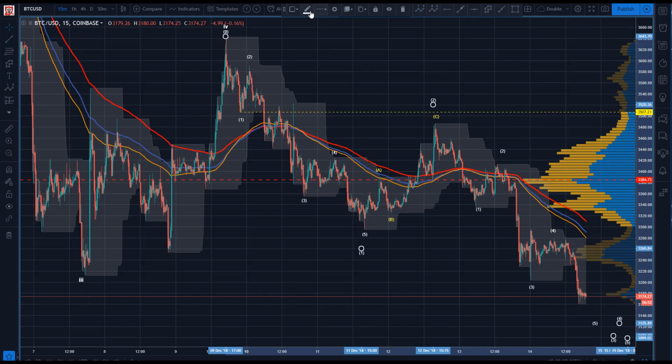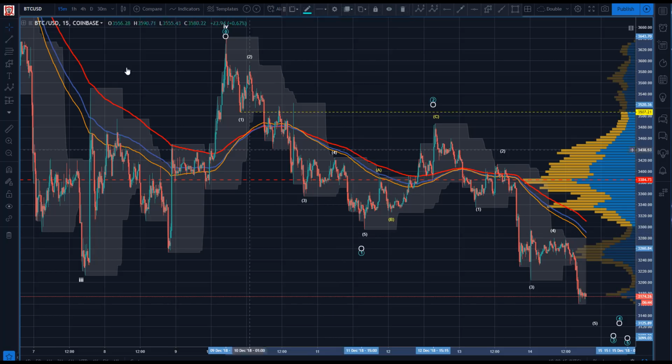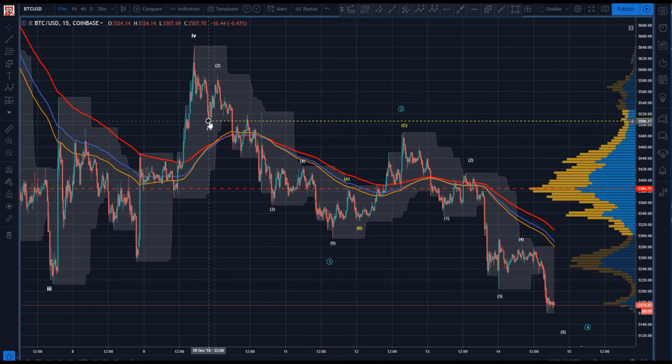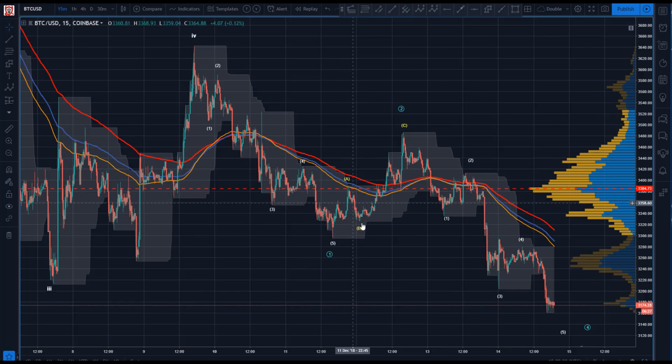Now again, I gotta put those somewhere. So, we'll do it in blue here. Let's go up a degree. Go to micro. So if that's 1, now this 1 is no longer relative. So the assumption is, regardless of whether we're counting it as an impulse or a diagonal, I have a clean 5 count. So I have a motive wave either way. Then I've got a nice ABC, and it looks like I've got a 3, 3, 5.